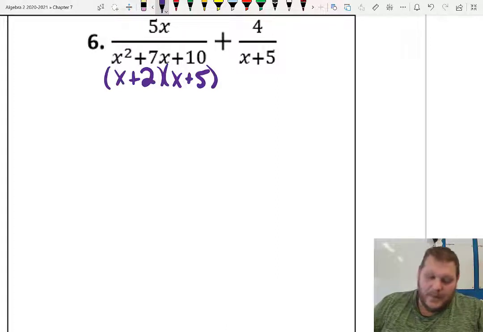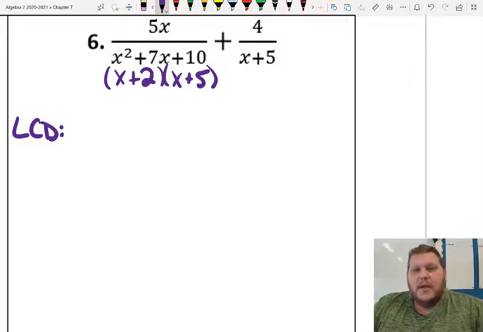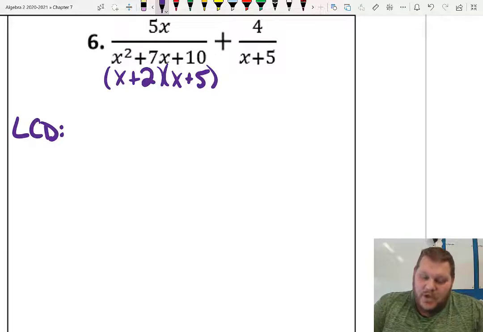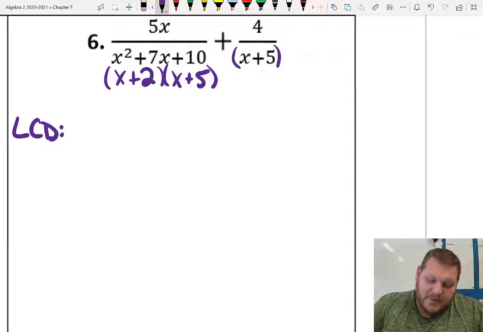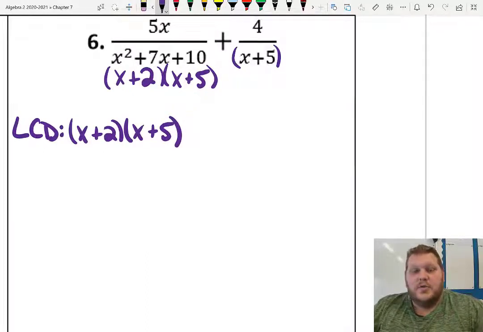So my LCD, my least common denominator, has to include all of the factors that I saw in my denominators. So my first denominator had x plus 2 and x plus 5. My second denominator has x plus 5. So if my LCD includes all of the different factors that happened in any of my denominators, I only had 2 unique parentheses in this case, x plus 2 and x plus 5.